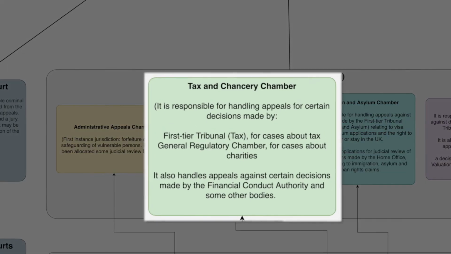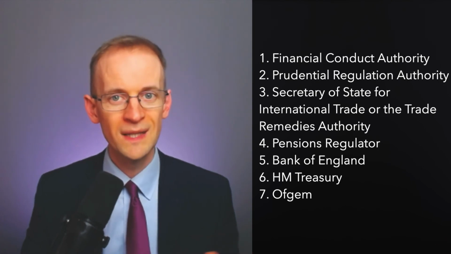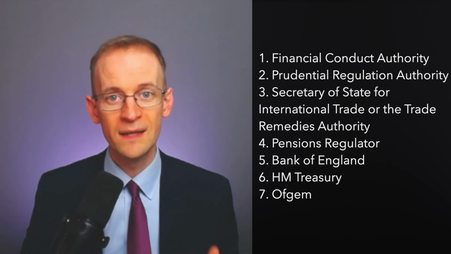The Upper Tribunal Tax and Chancery Chamber. It is responsible for handling appeals for certain decisions made by the First-tier Tribunal Tax Chamber for cases about tax, the General Regulatory Chamber for cases about charities. So it handles these appeals, and it also handles appeals against certain decisions made by the Financial Conduct Authority, the Prudential Regulation Authority, the Secretary of State for International Trade or the Trade Remedies Authority, the Pensions Regulator, the Bank of England, HM Treasury, and Ofgem.